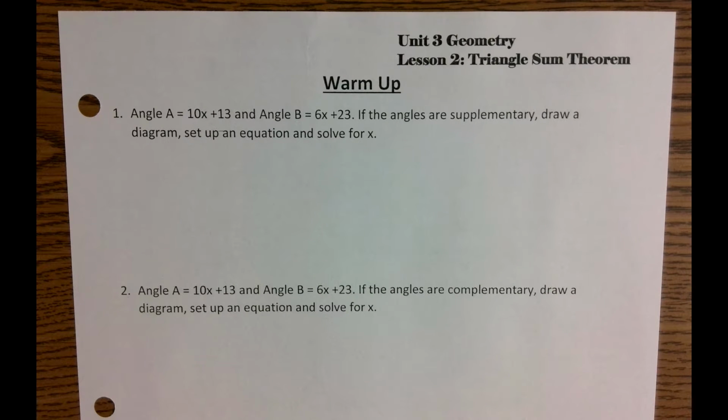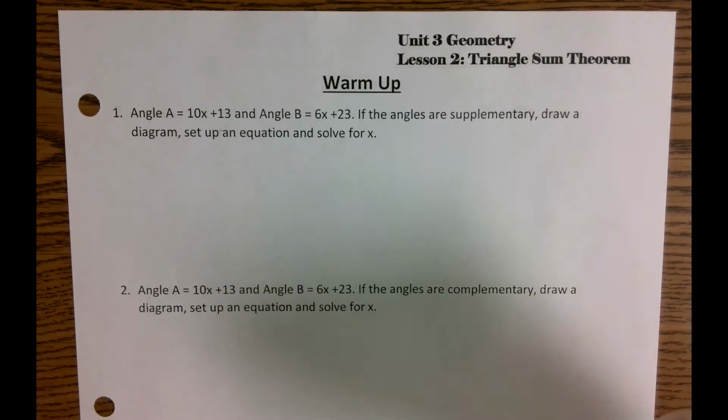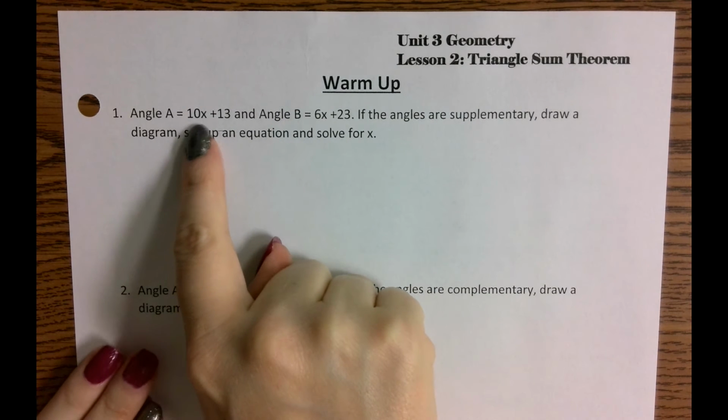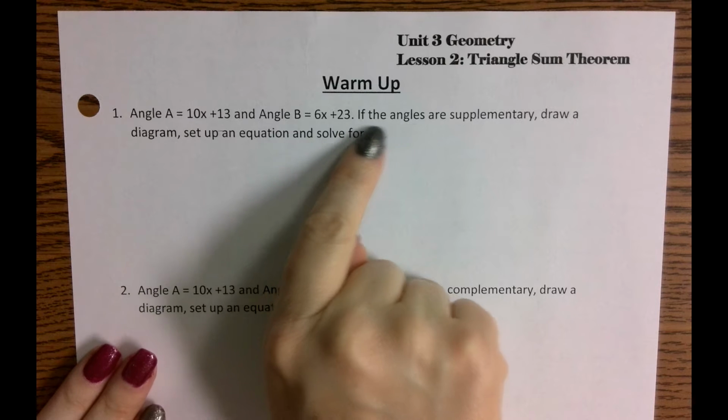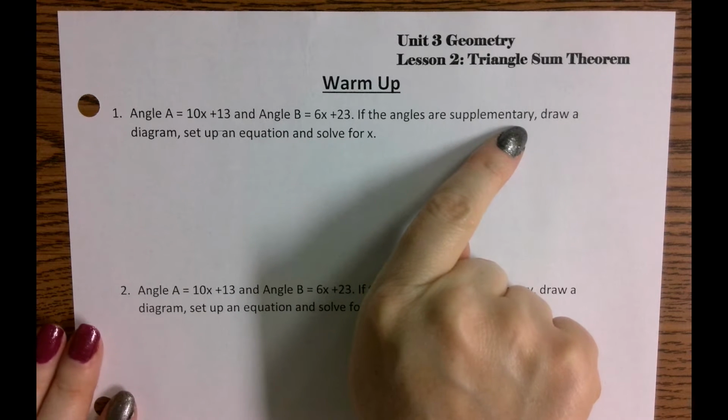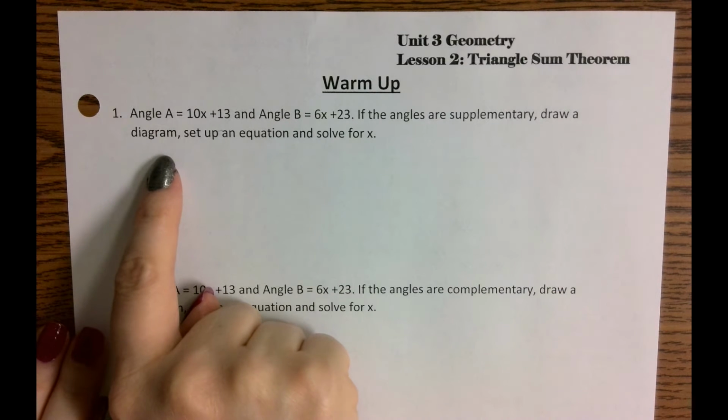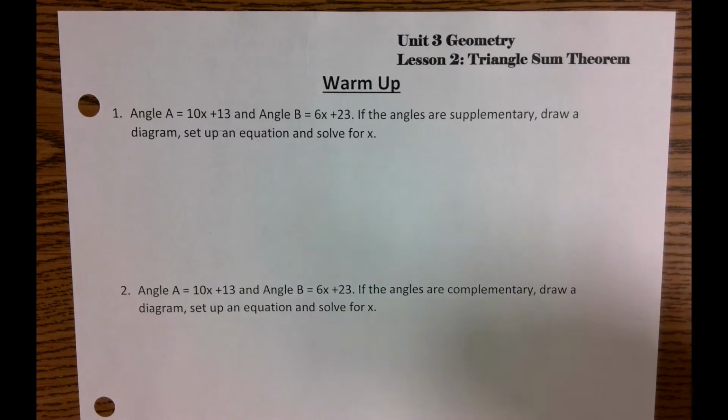Okay? Alright, guys, let's go ahead and go over this. Angle A is equal to 10x plus 13. Angle B is 6x plus 23. The angles are supplementary, so we're going to draw a diagram, set up the equation, and then solve it.